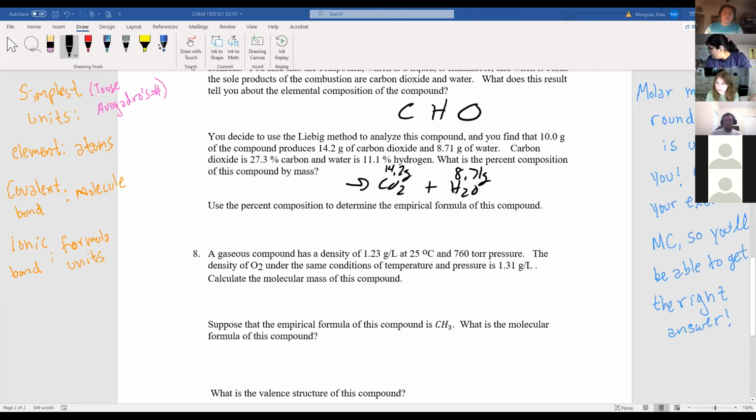So if that's the case, let's look over at our hydrogen here, where it tells us that 11.1% of water is hydrogen. So what is 11.1% of 8.71?